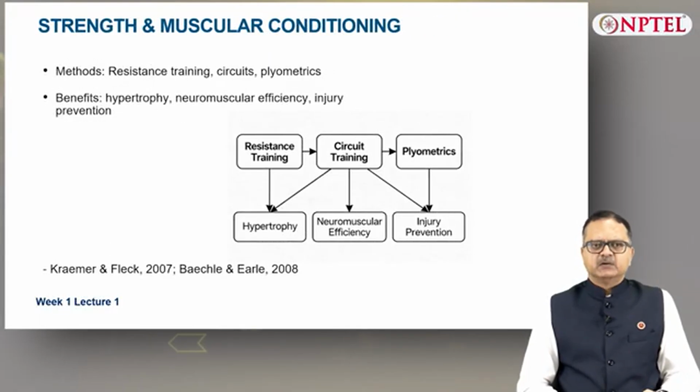If you subject the human body to strength and muscular conditioning by resistance training, circuit training, and plyometrics, you will have hypertrophy of the muscles, you will have improved neuromuscular efficiency, and because the strength has improved and the neuromuscular system conduction has improved, there will be injury prevention.